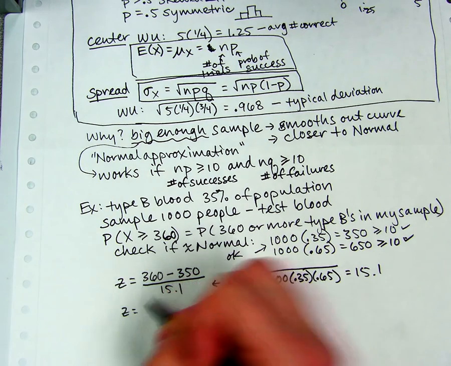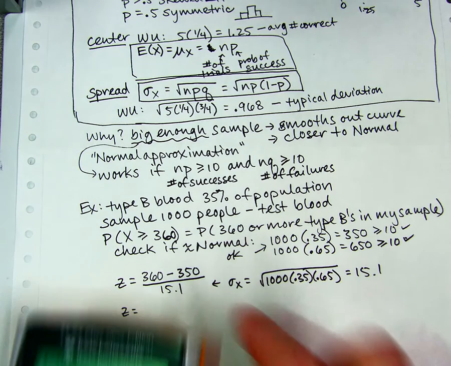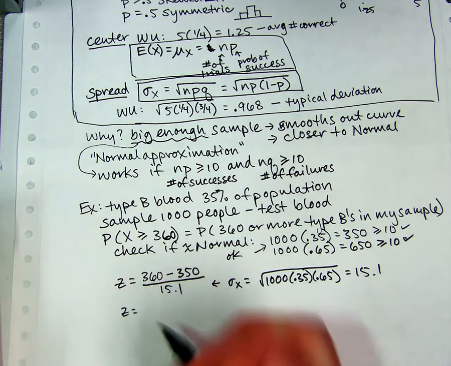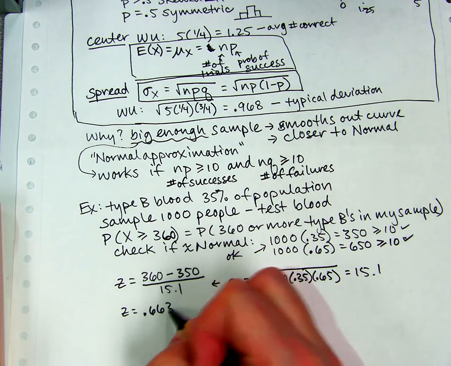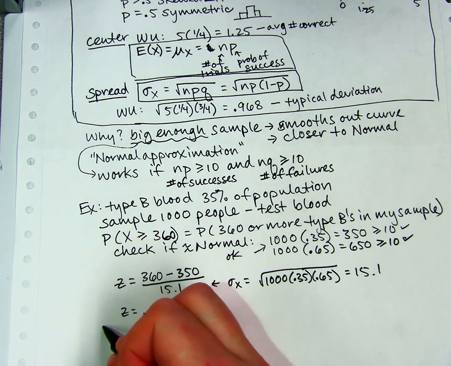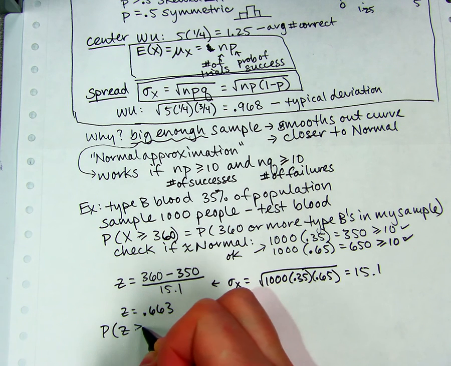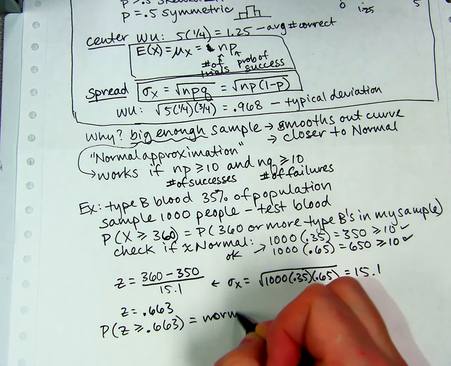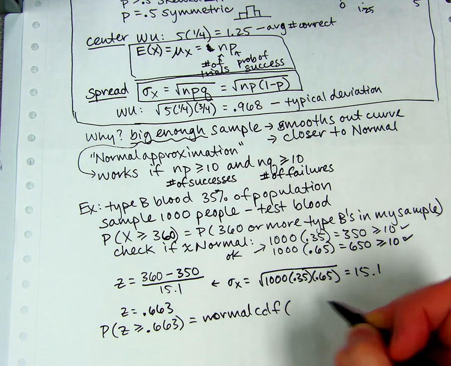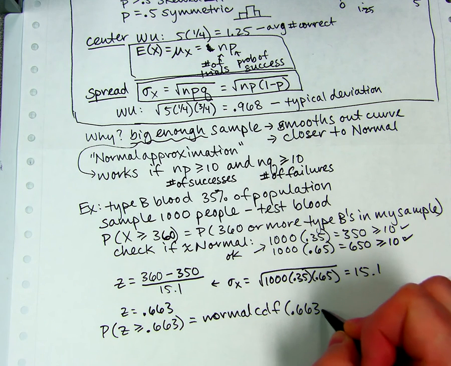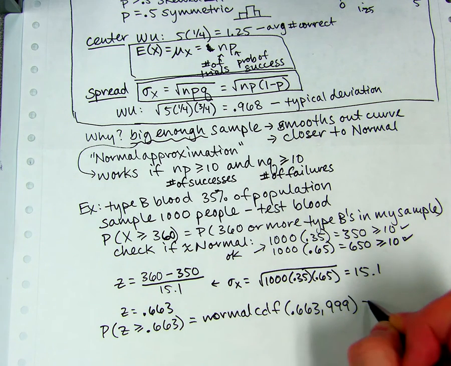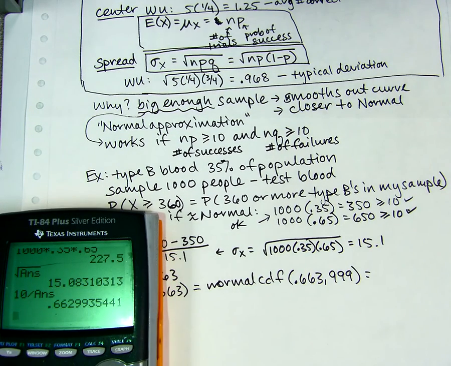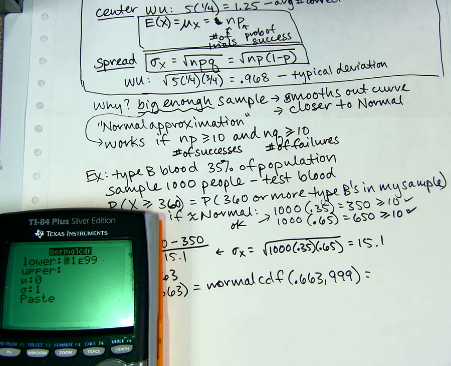And my z-score is 10 over 15.08. I'm going to keep all those decimals to make it accurate. So z is 0.663. And then I want to find the probability of z being greater than or equal to 0.663, and that's a normal CDF problem, or use the table. This would go first since it's greater than, and 999. And so what this does is it changes this type of problem that we're just now learning into a problem we've seen before. So maybe that's a good reason to learn how to do it.